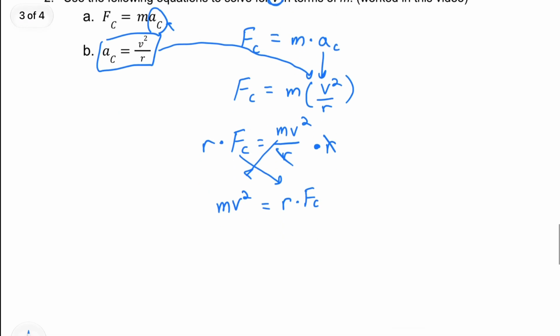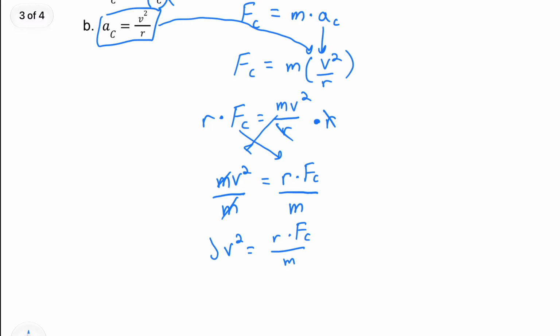And then we've got to get rid of that m. So we'll divide the mv squared term by m, and that cancels out the m that is currently multiplying v squared. Whatever we do on the left side, we're going to do on the right side. So we end up with v squared equals r times fc divided by m, or rfc over m. M was not squared. And then finally, we've got v squared, so we're going to take the square root of both sides. We end up with v equals the square root of r times fc divided by m.